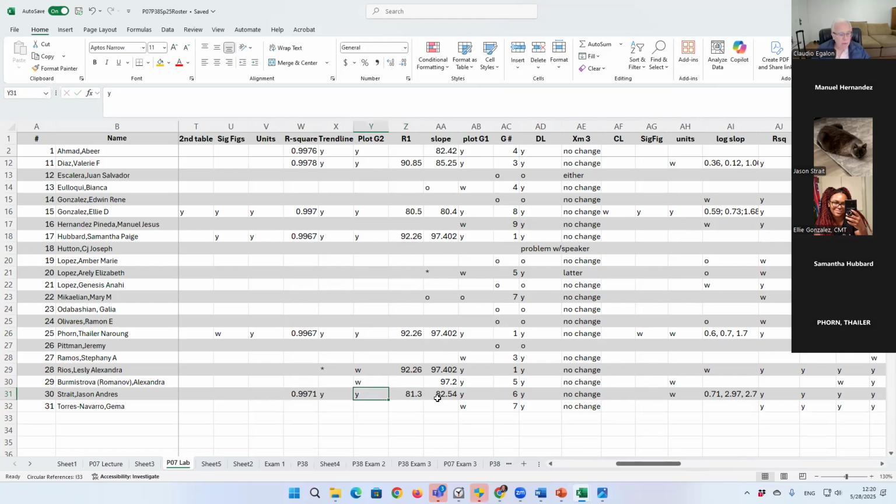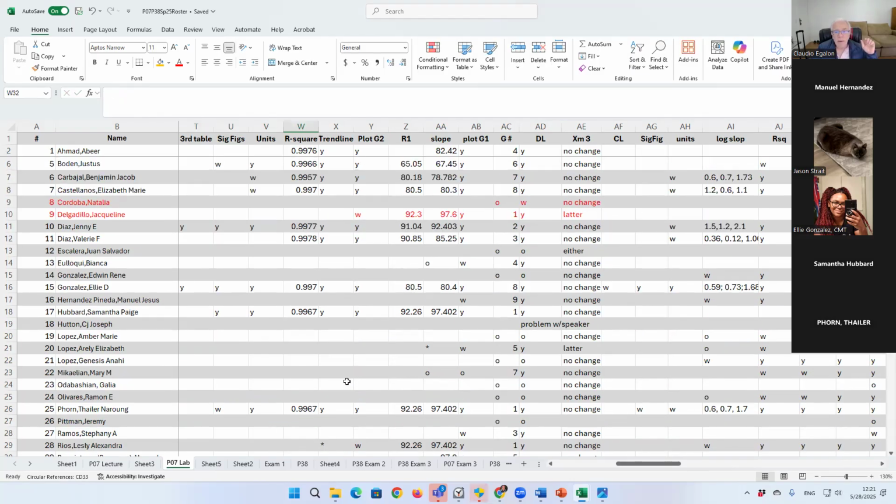That's good. And you finished plotting graph number 2, right? Yes. You got the trend line, you got R square. What about the units? Yes, I got them all. Okay, you finished. What about the sig figs? I believe I got them all. You got them all too? Okay, and it's not the second table, it's the third table. Did you work on the third table as well? I'm finishing that up right now. Okay, good. Thank you.